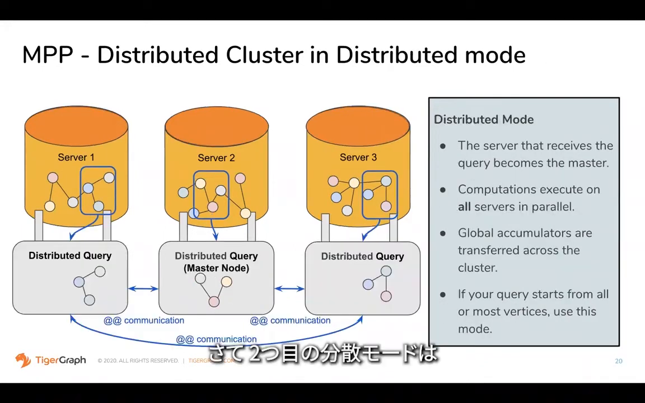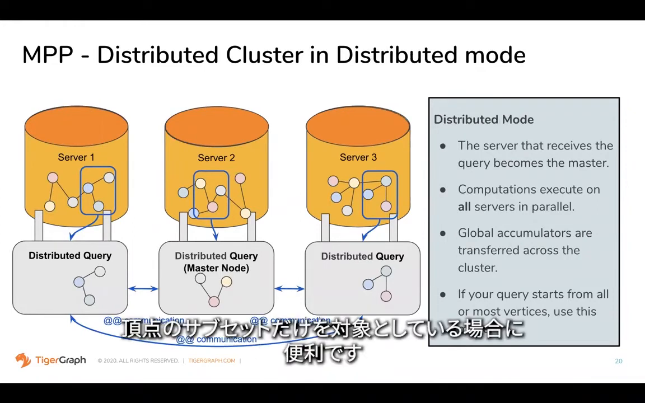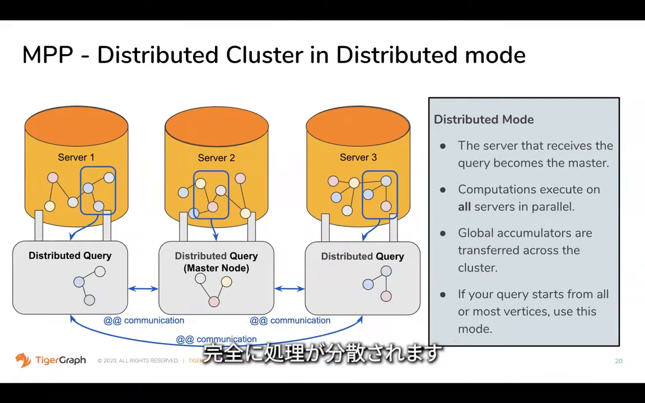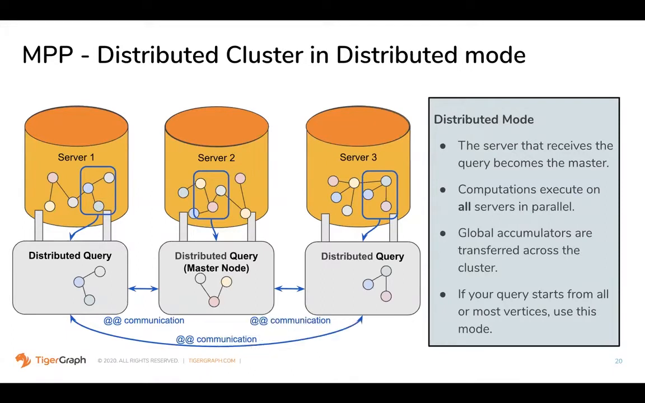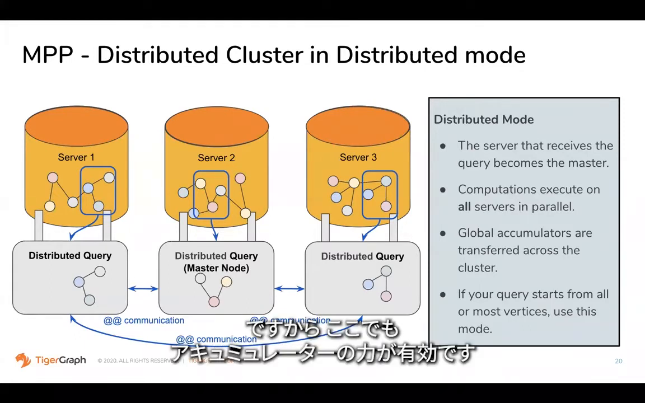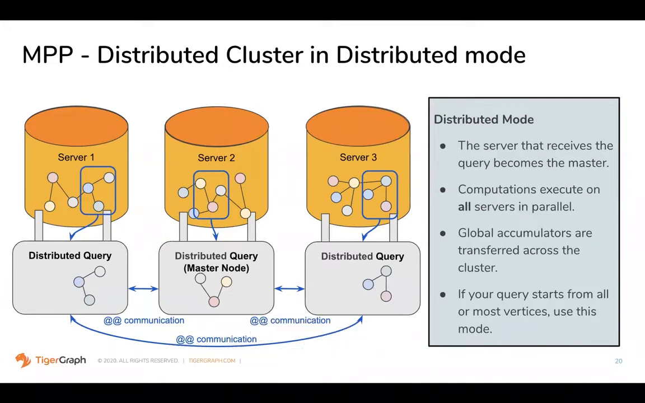Now, the other mode is the distributed mode. As the name suggests, this is contrasting with the single server mode. Here, the processing is totally distributed. The server still picks a master for a query, and then the worker nodes are all working in parallel to do the computations. So here, again, the power of accumulators comes into picture.